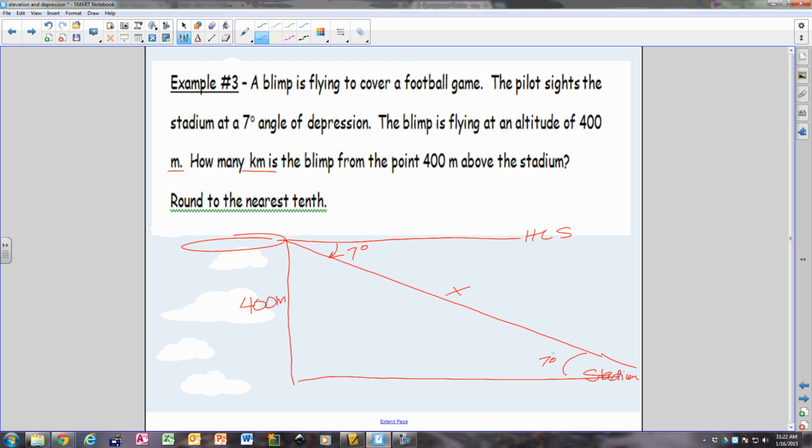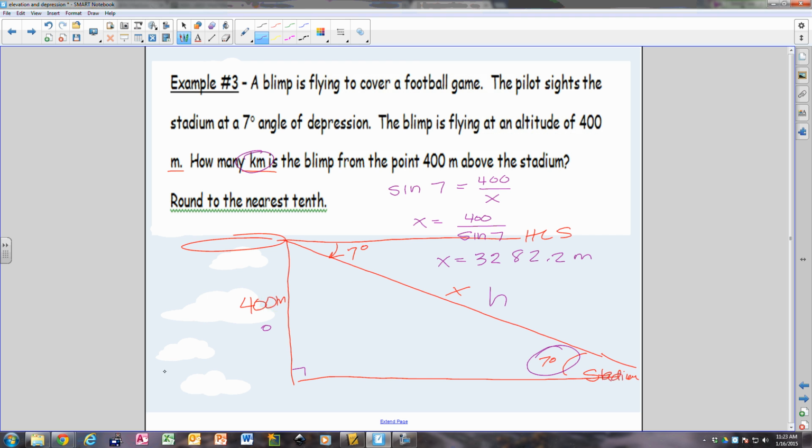So using that information, if we're using 7 degrees, this is your hypotenuse, and this is opposite. So you would use sine. So the sine of 7 degrees is opposite over hypotenuse. So remember, when x is in the bottom, these two guys switch places. So x is 400 divided by the sine of 7. So x is 3,282.2 meters, but they want kilometers.